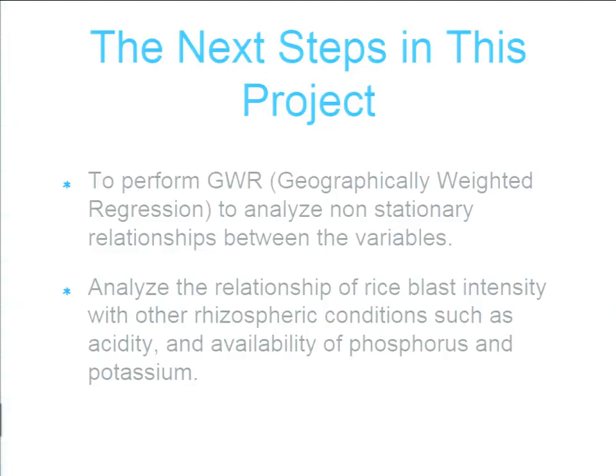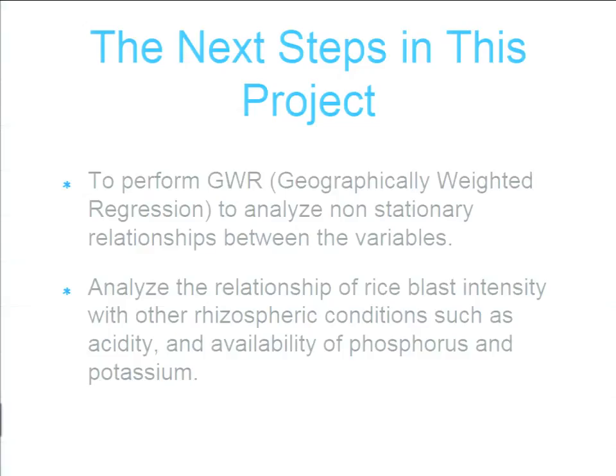The next steps in my project are to perform geographically weighted regression. This is a more advanced form of regression, and I'm seeking help trying to perform it, but it basically allows me to analyze any non-stationary relationship. So how is the relationship between these variables changing over space? And also to add more variables to my model, like different nutrients such as phosphorus and potassium, as well as acidity.